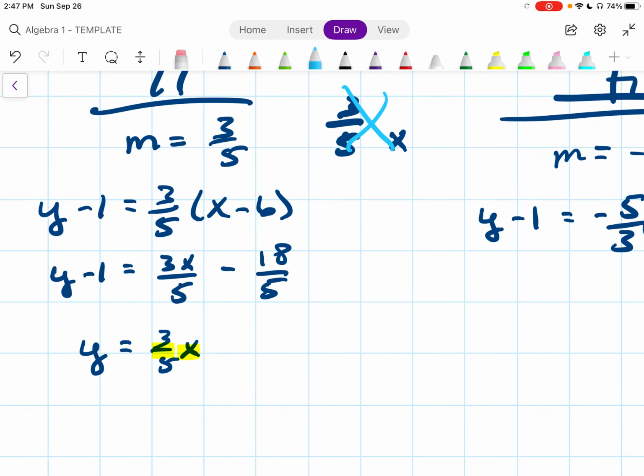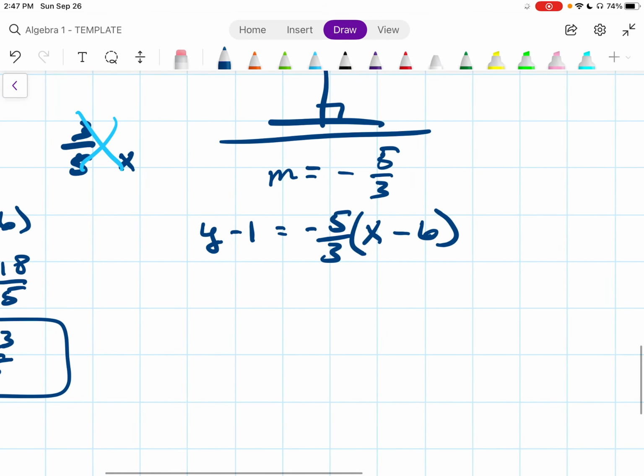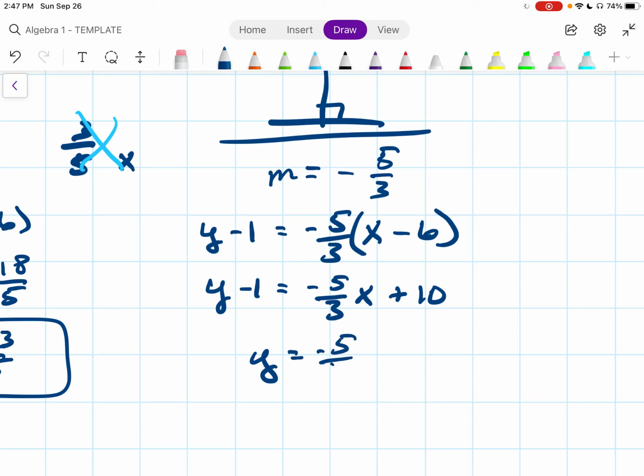Now to add the 1, I'm going to just type this in my calculator. I guess this will be negative 18 plus 5, right? Yeah. So I would have negative 13/5. And for this other one, I will have y minus 1 equals negative 5/3 x plus 5/3 times 6. Well, the 6 and the 3 cancel to be a 2, so this will be 10. So y equals negative 5/3 x plus 11.